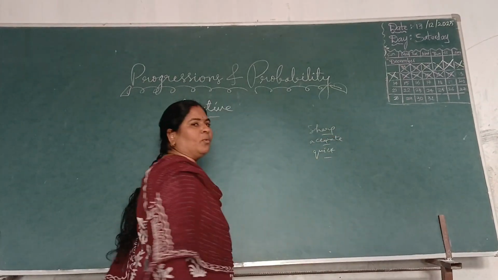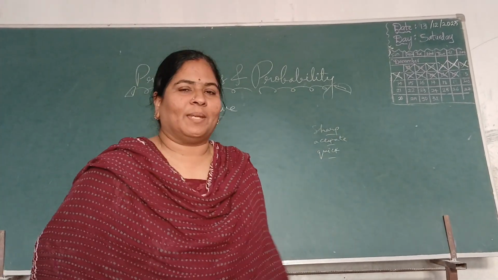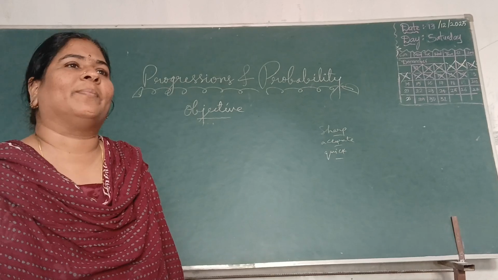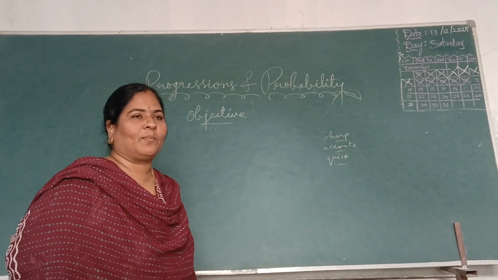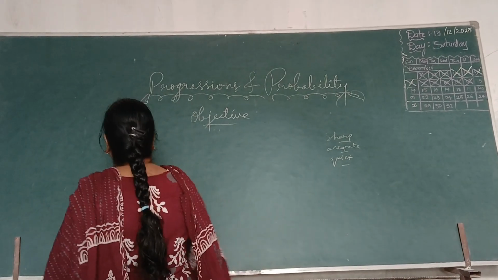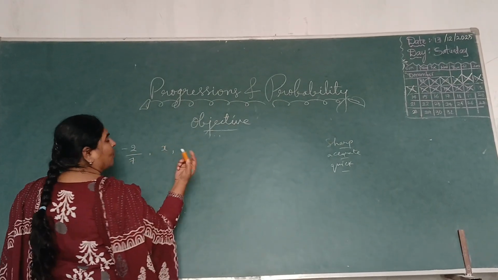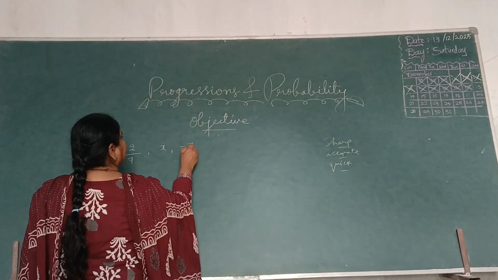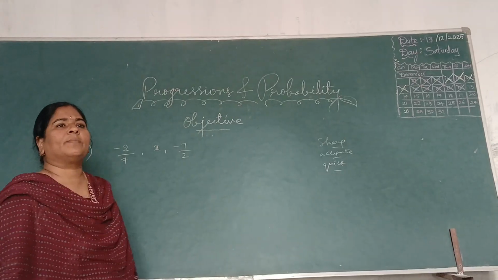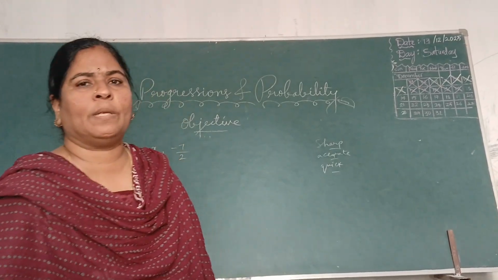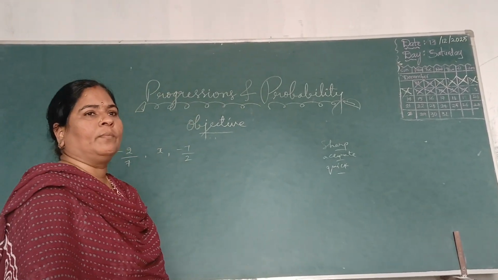Are you all quick? Yes, madam. Then let me go with another question. If minus 2 by 7, x, minus 7 by 2 are in GP, then find the value of x.